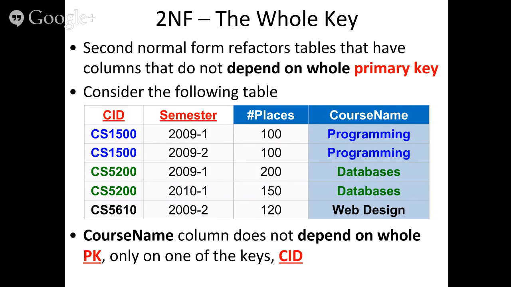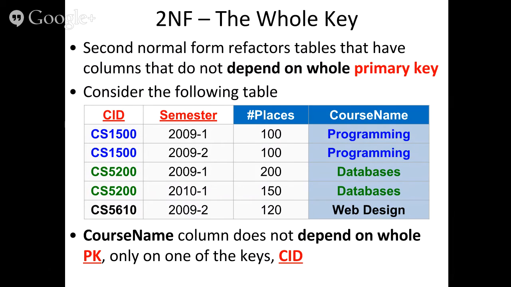So here we're noticing that there's a dependency between the fields. Notice that if I know the course, if I know that it's course CS1500 or CS5200, well, there can only be one course name. CS1500 can only be programming, and CS5200 can only be databases. So there is a dependency. And what's wrong with this dependency?